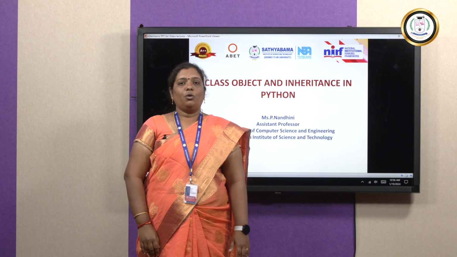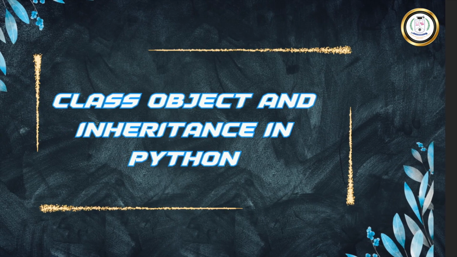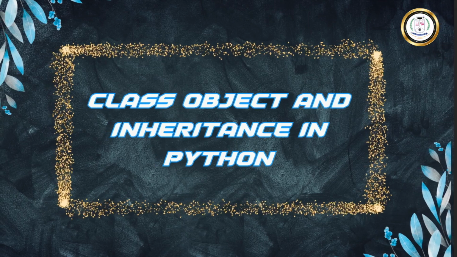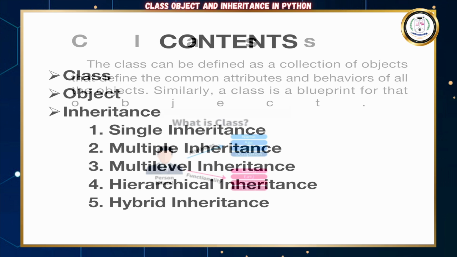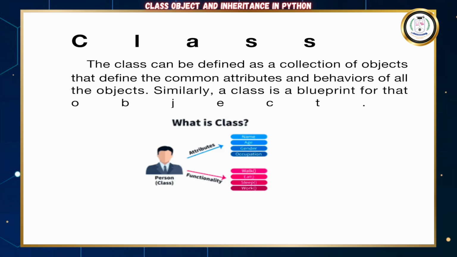In this session, I am going to explain what is meant by class, object and inheritance and its types of inheritance. These are all the content of this session. So first one is what is meant by class, second one is what is meant by object, then inheritance and then types of inheritance. So first we should know about what is meant by class.